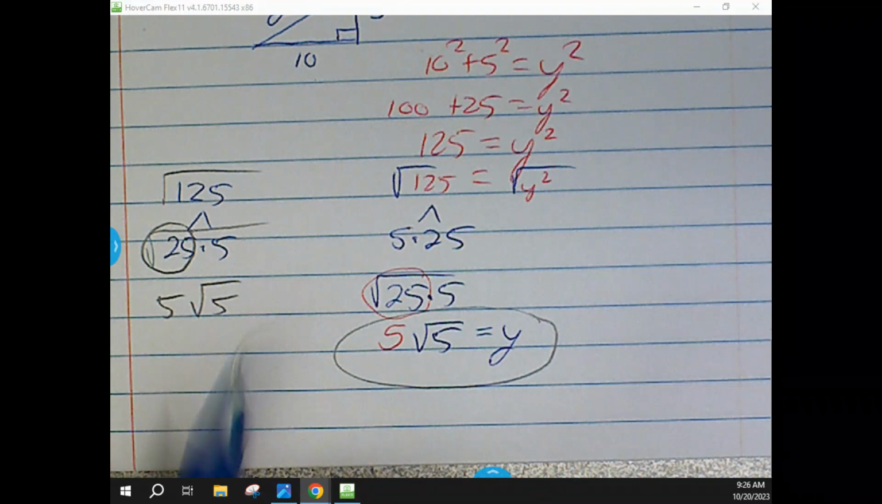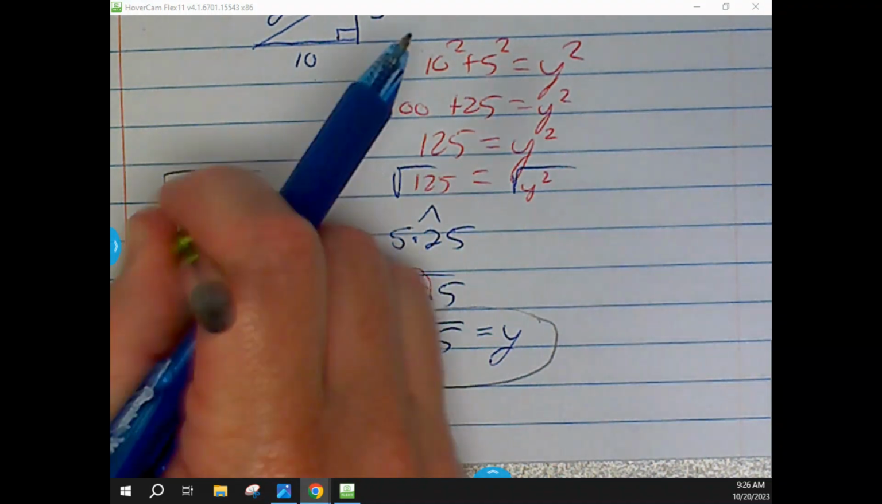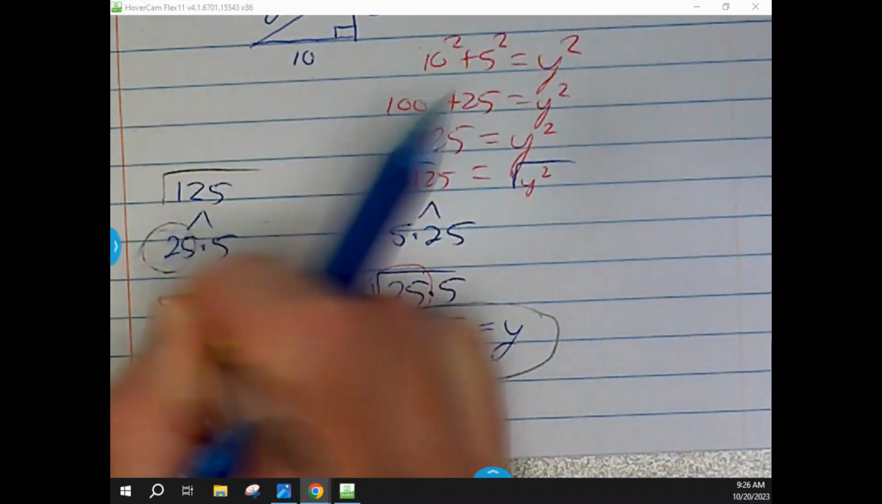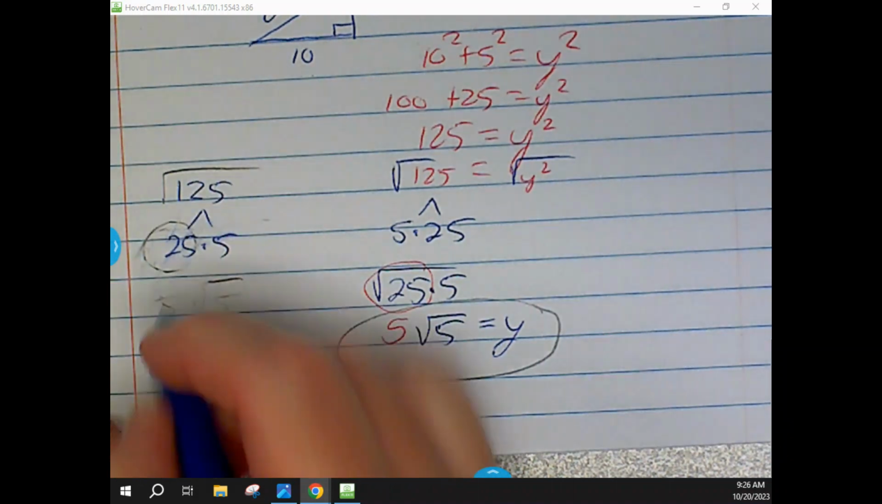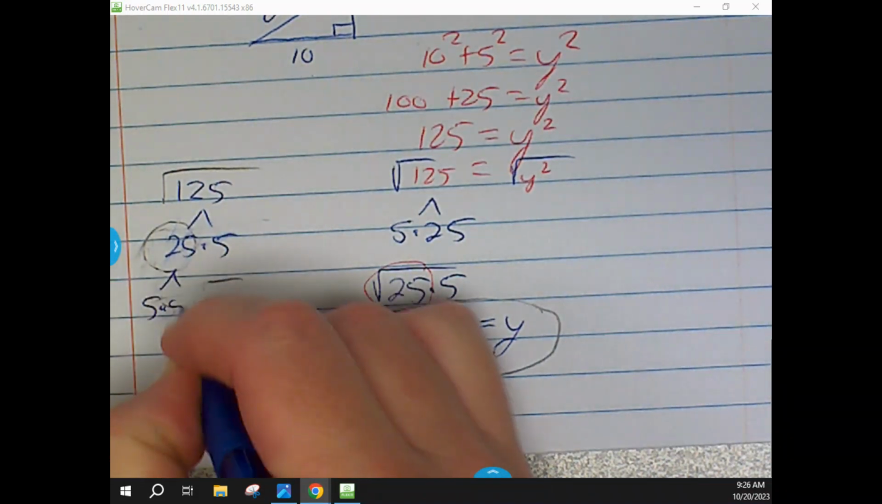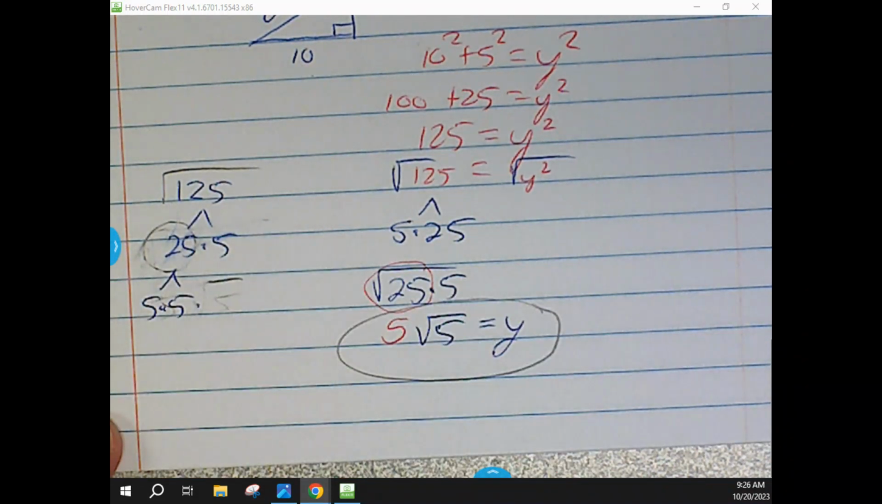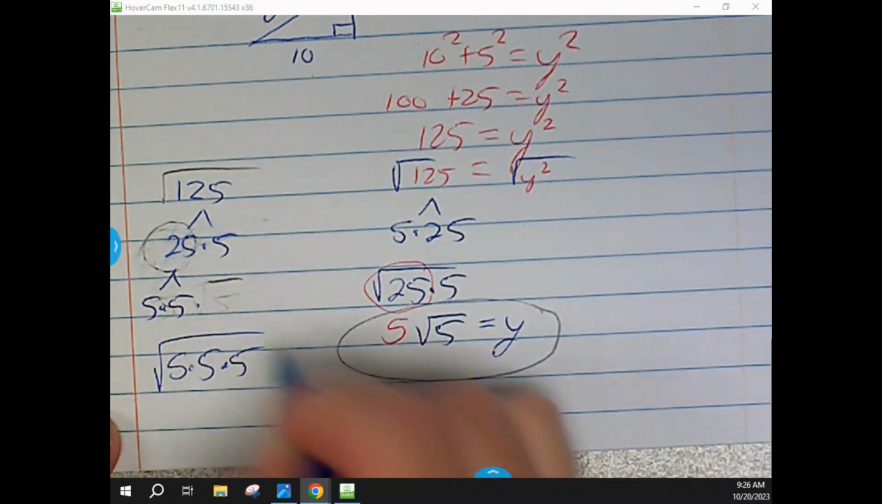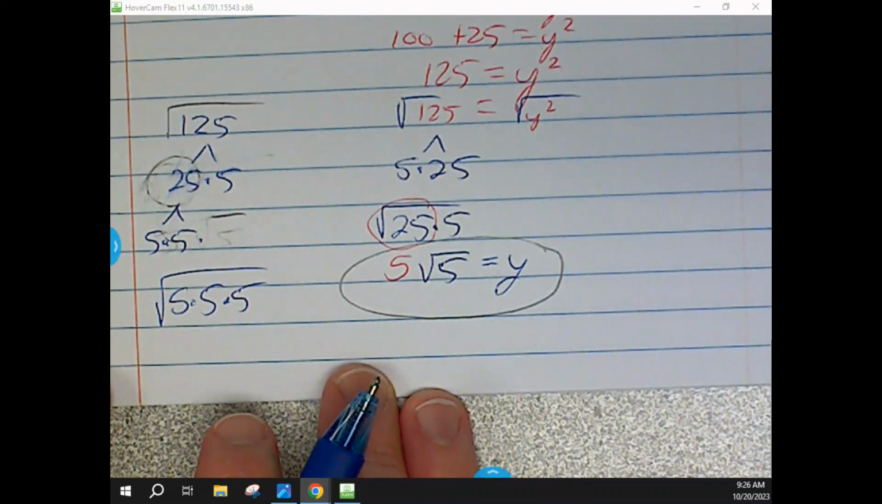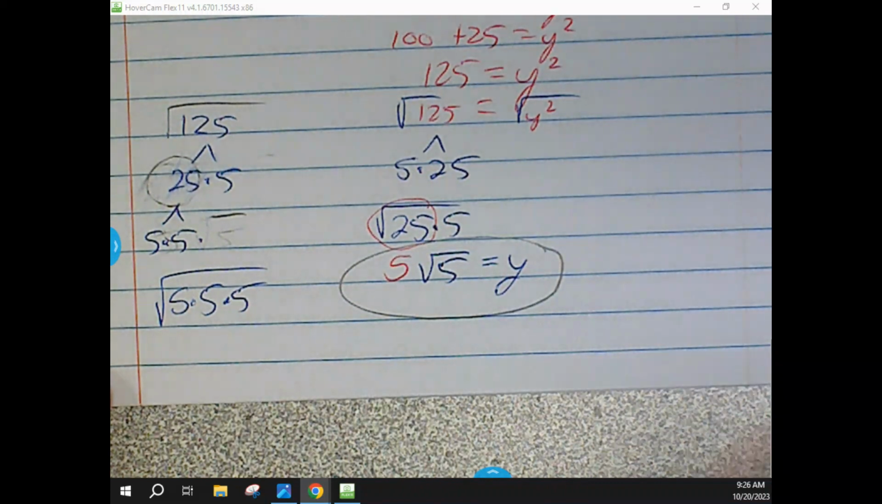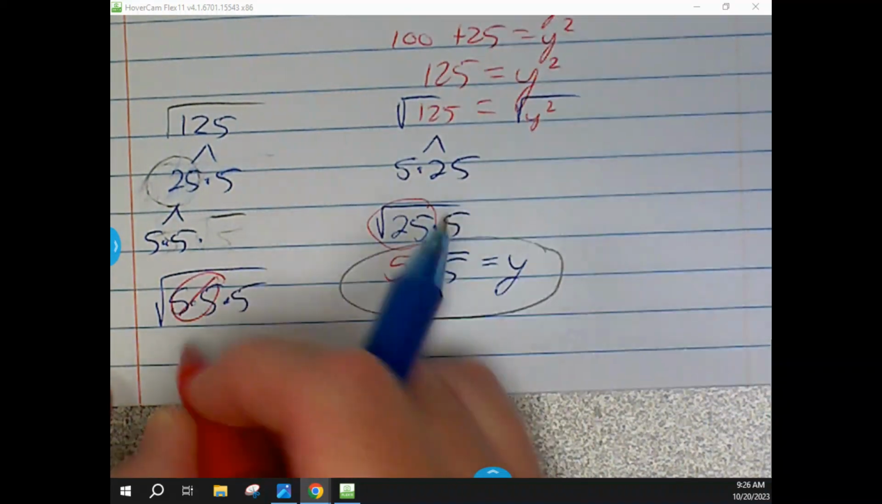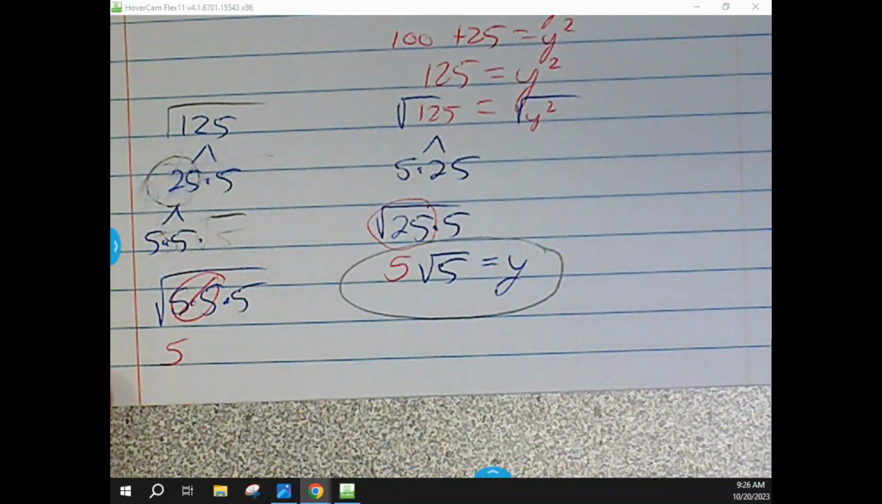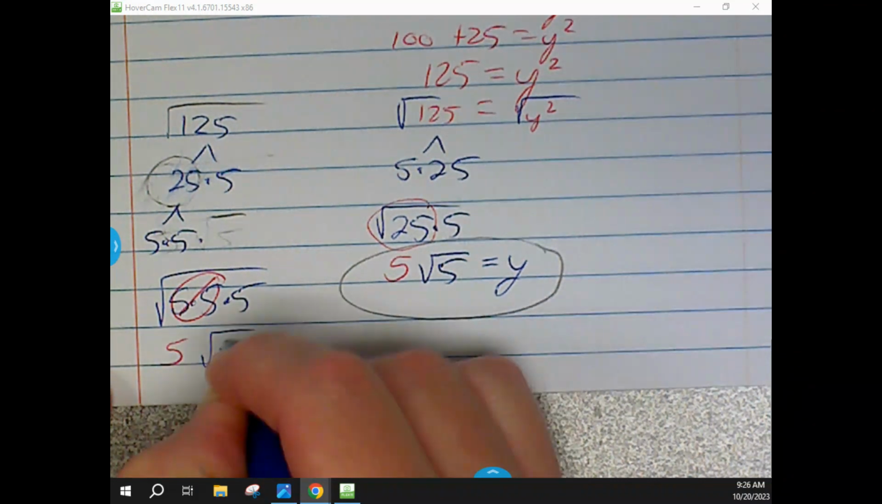Because if we had kept going on this, let's say we had just done 25 times 5, then you could have taken the 25 and made it 5 times 5. So 125 would be 5 times 5 times 5. And if you remember with square roots, you're always looking for pairs. There's a pair of 5s. So the exit buddies, that 5 gets out. That 5 doesn't have a buddy, so it stays stuck on the inside.